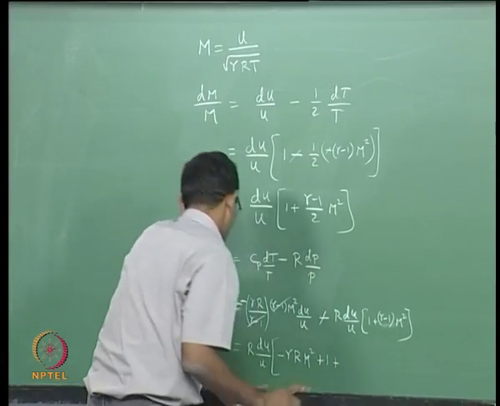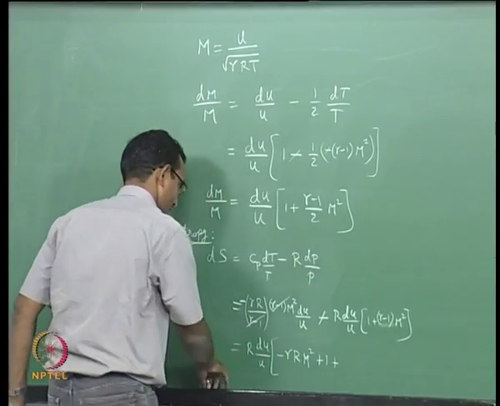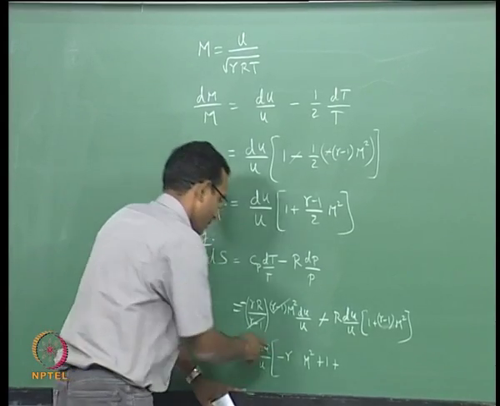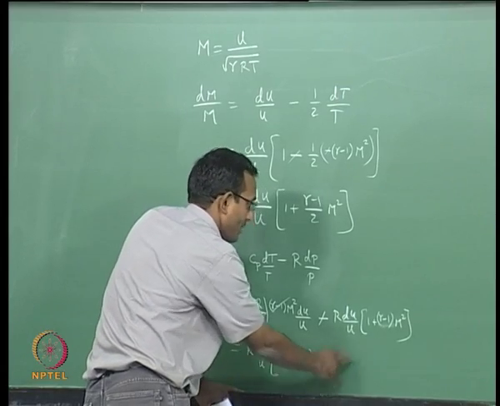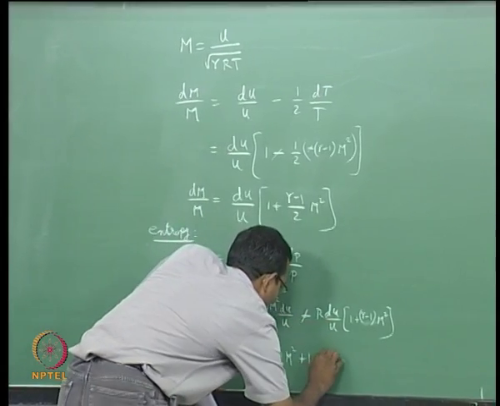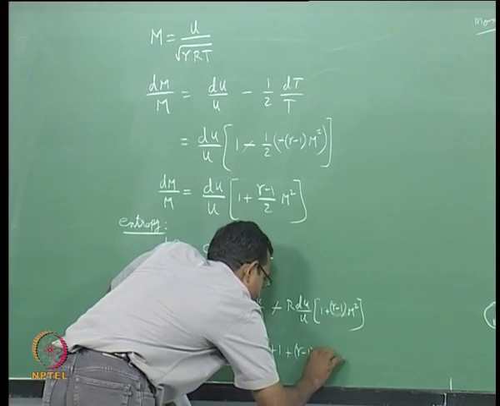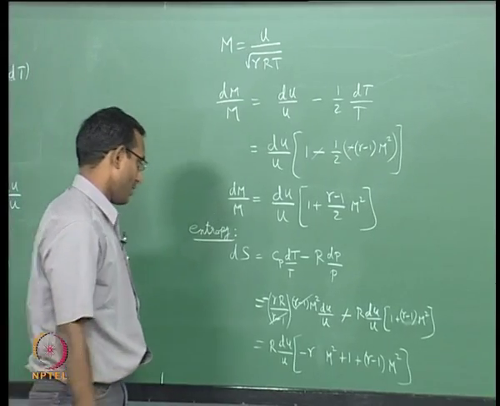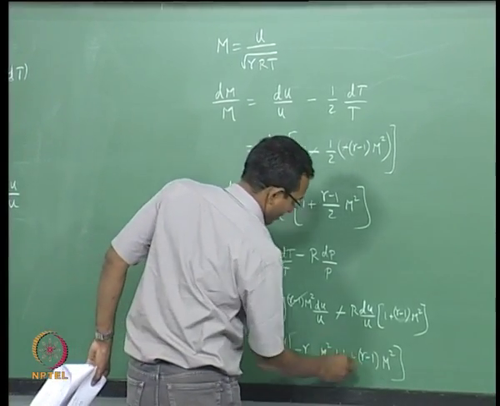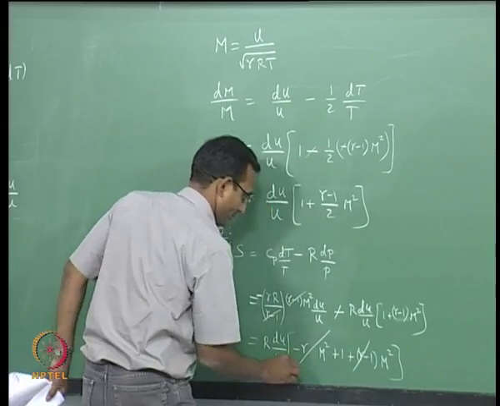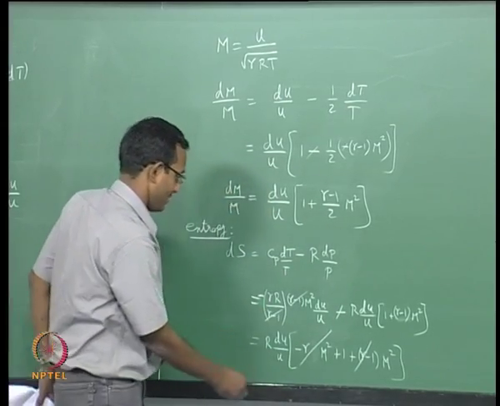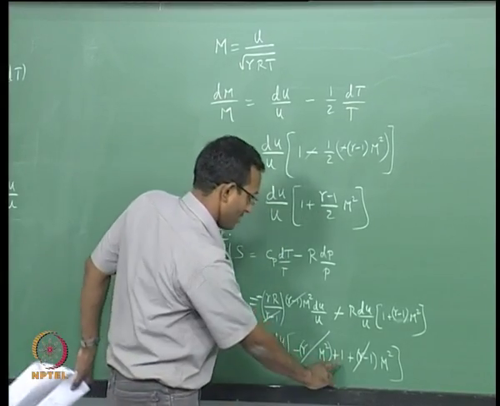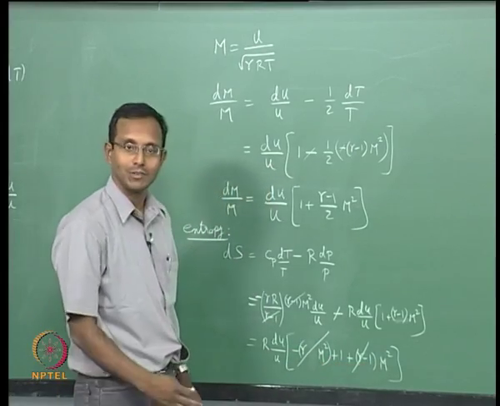Plus, oh, r cannot be inside, right? I pulled out r already here, sorry. So it is minus gamma m square plus 1 plus gamma minus 1 m square. This is what I have. If I look at it, minus gamma m square plus gamma m square will get cancelled. It looks like this is just one term and I have cancelled that term. So the remaining thing is 1 minus m square, that is the only thing left.